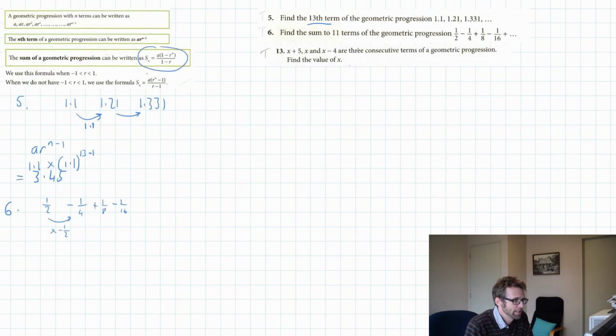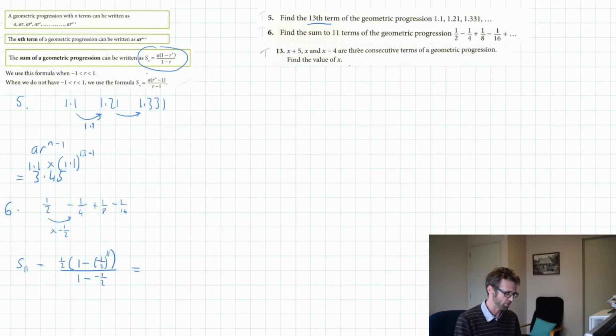Now if we want to find the sum, we've got to use this formula here. So I want S 11, and I'm going to say that is equal to a, which is 1/2, times 1 minus r, where r is -1/2, to the power of 11. I'm putting a big bracket around there, all over 1 minus, now what do we say r was? Minus a half, so minus -1/2. Now I'm just going to pop that into my calculator. You might like to try this too. Okay, for this answer I'm getting 683 over 2048. 683 over 2048 would be my answer for that one.